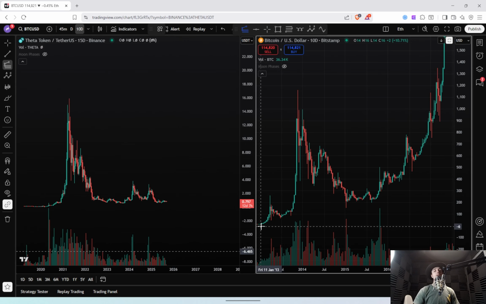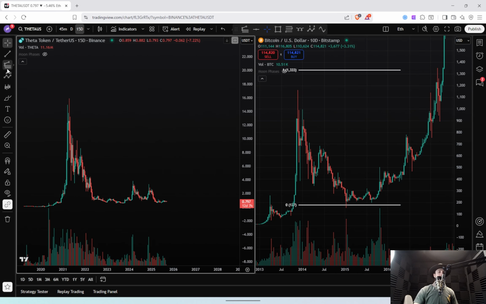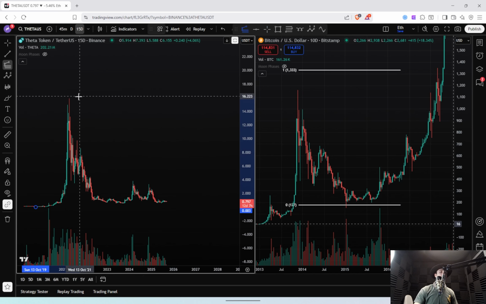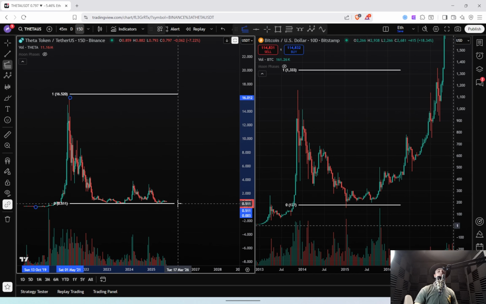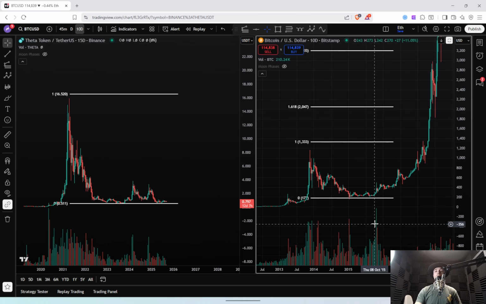Now, what's really cool about this is you can actually measure Fibonacci extensions. So what I'm going to do here is take this trend-based Fib extension tool and measure from the bottom of Bitcoin to the top and back down again. Then we're going to do the same thing over here with Theta, from the bottom to the top and back down again. And then what you get is an extension for Bitcoin.